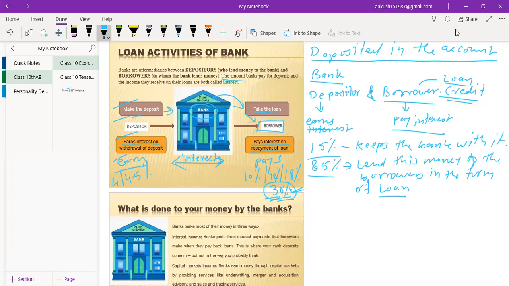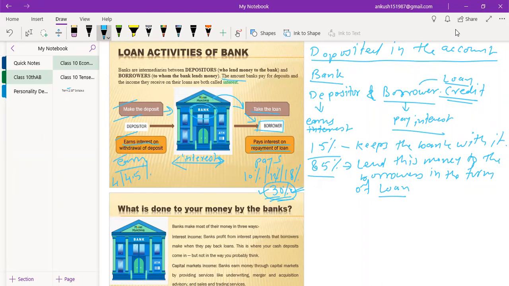In certain cases, suppose the borrower has become bankrupt, or is not able to repay his loan amount on time, so this may increase up to 30%. In this form, they impose such interest on the borrower, not directly. Are you getting it?